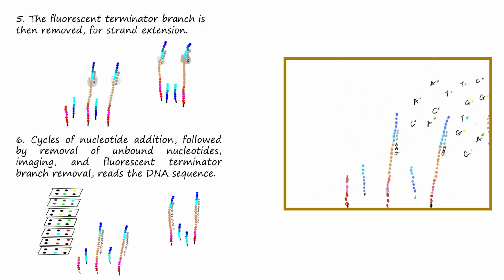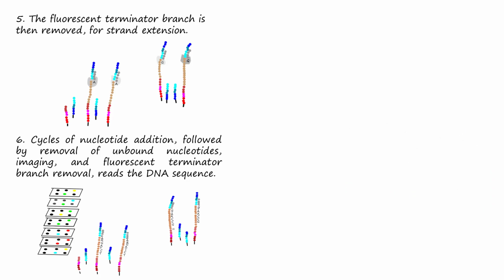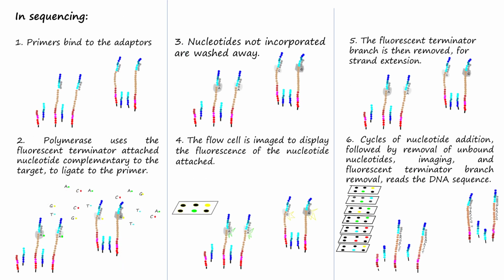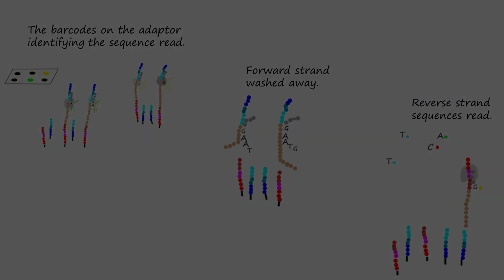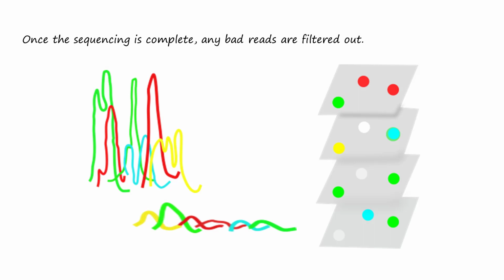Subsequent addition of nucleotides, followed by removal of unbound nucleotides, imaging, cleavage, and fluorescent terminator branch removal is repeated many times, and thus the sequence of the strands is obtained. Once forward sequencing is complete, the read sequences are denatured and washed away. The barcodes on the adapter identifying the sequences and the reverse strand sequences can also be read. In both Sanger and next-generation sequencing, bad reads are filtered out. These include reads with low-intensity fluorescence or overlaps of different colored fluorescence due to the presence of different sequences together.